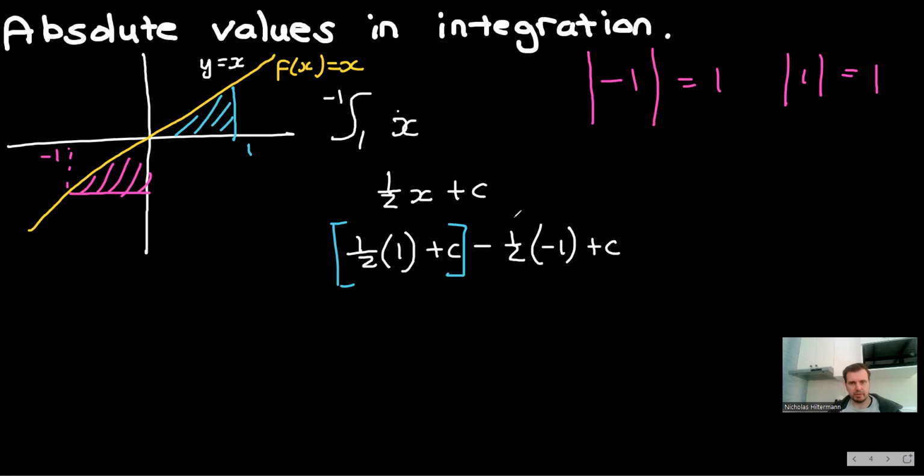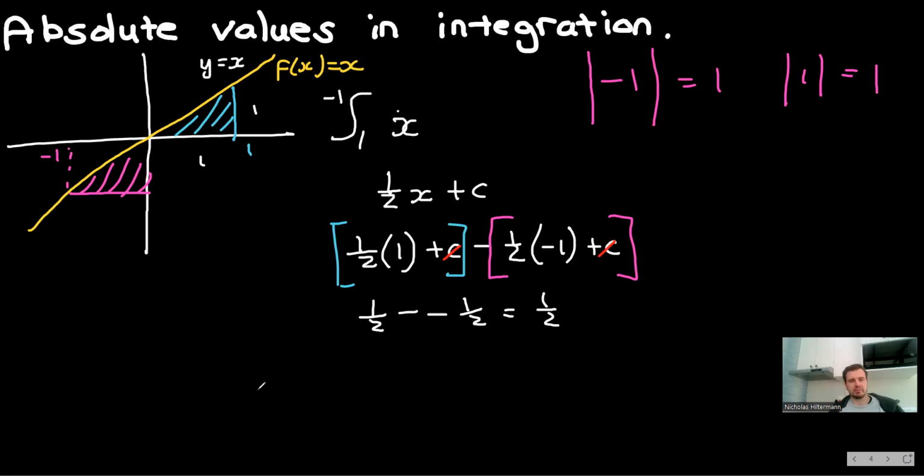And then the minus 1. Well, the c's cancel, we know that. And so we get a half times 1, which is a half. And we know that because the base 1 and 1 is a half. The area, that's a half. Minus, and you see we get minus a half. And minus a half is plus a half. So we get a half.